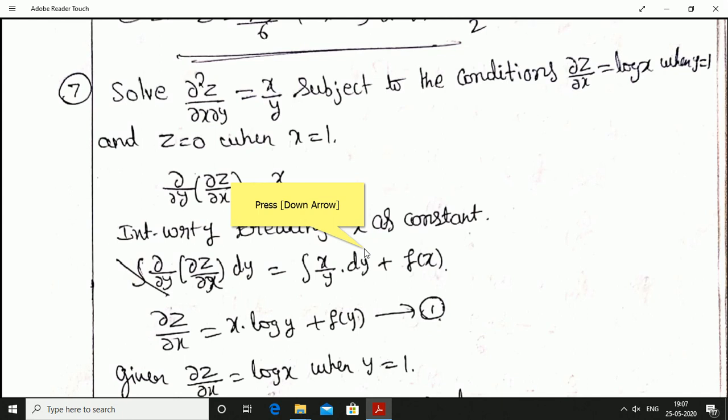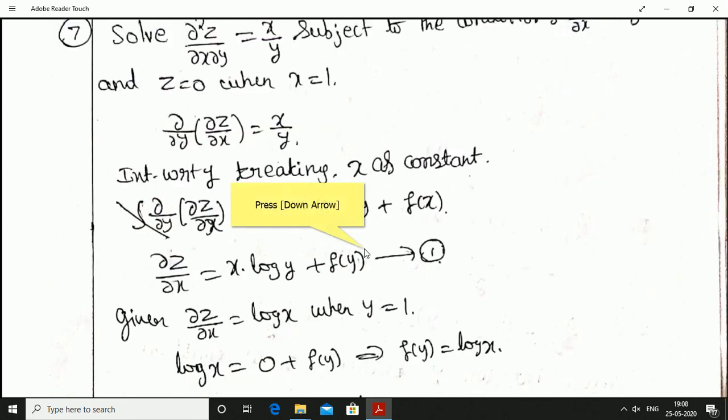Given del z by del x is equal to log x when y is equal to 1. Substitute that value into equation 1. So del z by del x is log x, that is equal to y is 1, log 1 is 0, first term is 0 plus f of x. It gives us f of x is equal to log x.